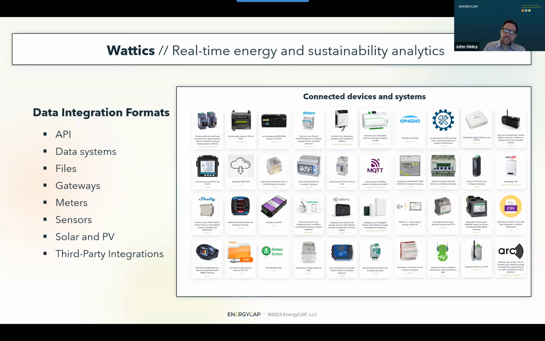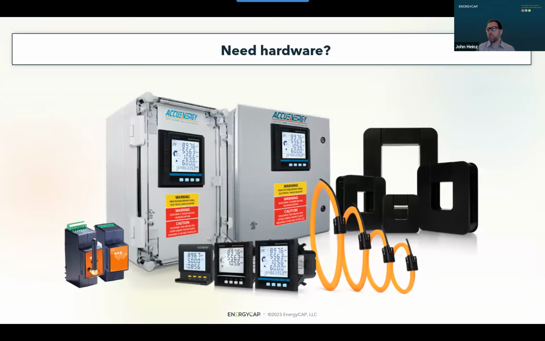So if you already have existing sub-meters or BAS systems that are tracking pulse readings, we can connect to those. We can get data from utility companies. We can also recommend hardware. So we resell certain devices. This works really well.